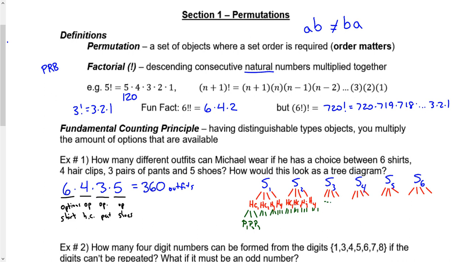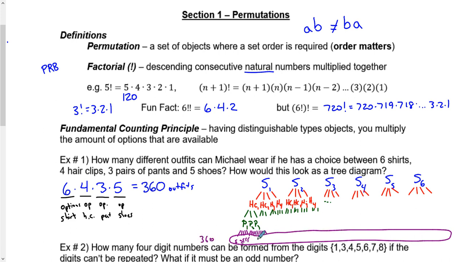And we can continue that to the shoes. So 5 different pairs of shoes for each of these pants. Shoe, shoe, shoe, shoe, 5. By the end of this very bottom row, we would actually have 360 different paths that could happen.